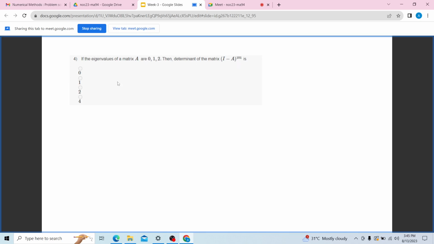So what will it be? 0, 1, 2 or 4? Calculate and find it. From these eigenvalues you can generate matrix A.